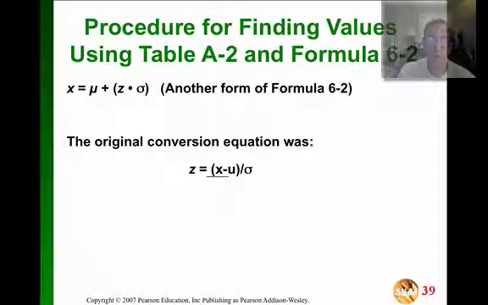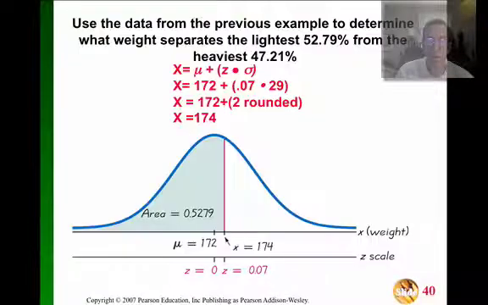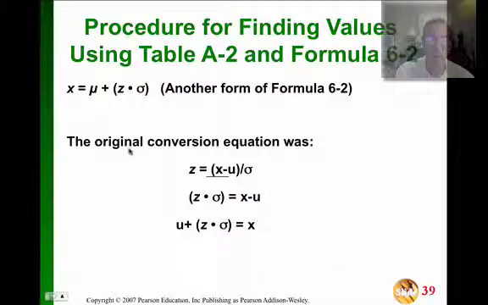Just to show you where that equation came from, our original equation 6-2 was z equals x minus mu over sigma. I multiplied each side of the equation by sigma, canceling out sigma on this side, and now we have z times sigma. Then I added mu to each side, and when we added mu on this side, this mu dropped out, and now we have mu plus z times sigma. That's just flipping that equation a little bit: X equals mu plus z times sigma.